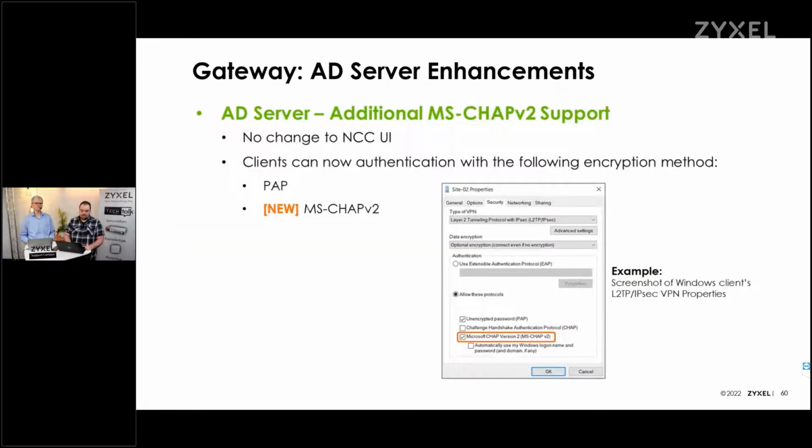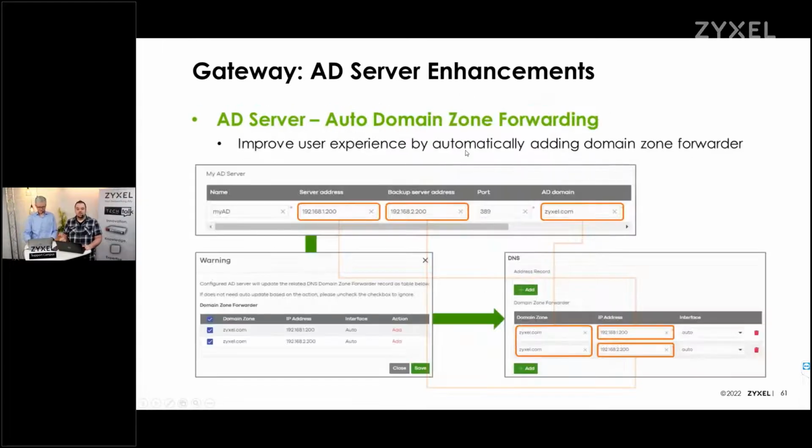Also, we add some Active Directory enhancements, and for these ones, we add MS-CHAP version 2. So previously, this was only available on-premise. Now Nebula could also support this for L2TP or IKE version 2 connections. We also add Active Directory improvements in case of Nebula logic.